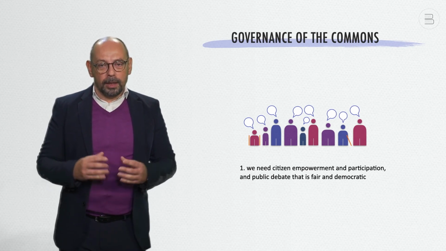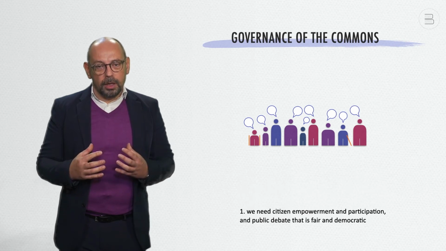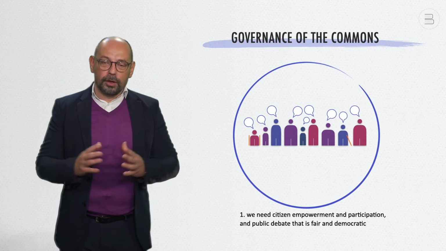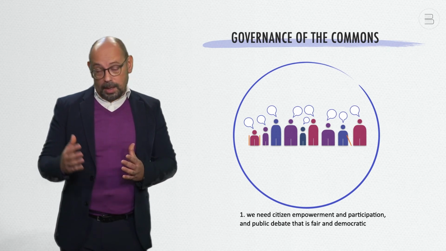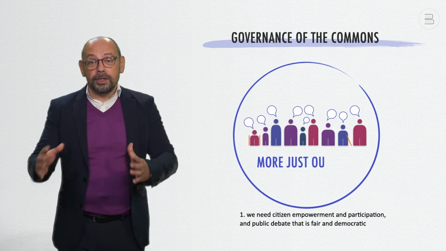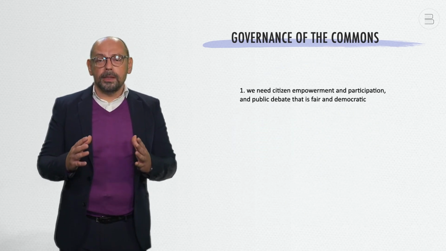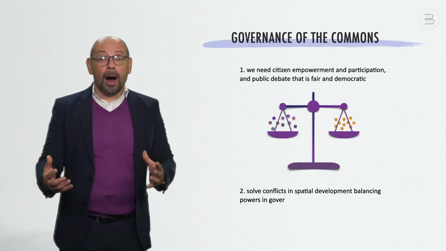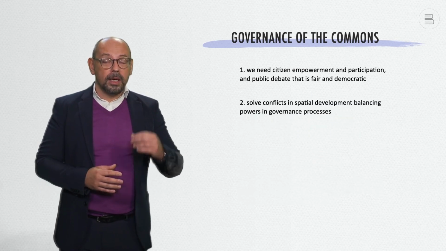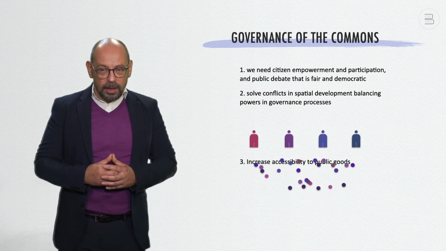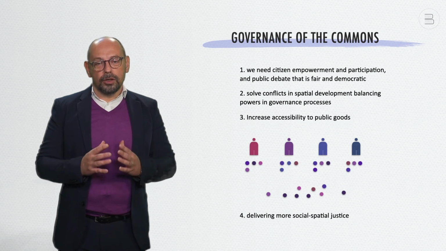Citizen empowerment and participation have the potential to create a public sphere in which the conditions for good governance of the commons, as described by Ostrom, can exist and produce more just outcomes, helping solve conflicts in spatial development, balancing powers in governance processes, increasing accessibility to public goods, and ultimately delivering more socio-spatial justice.